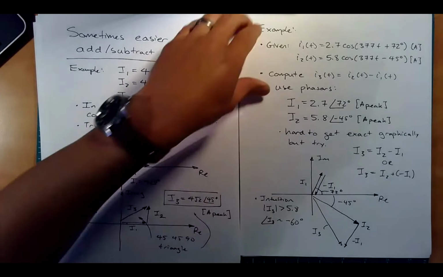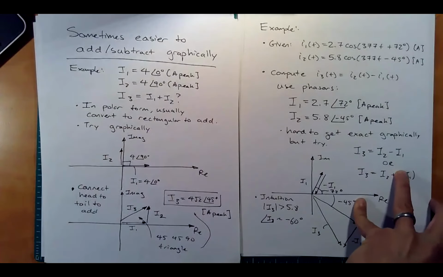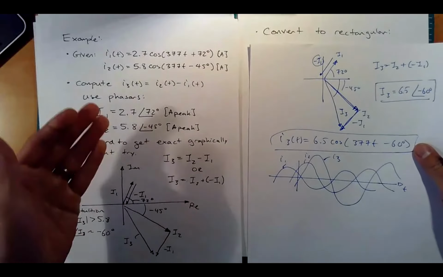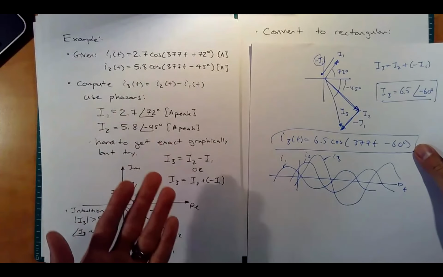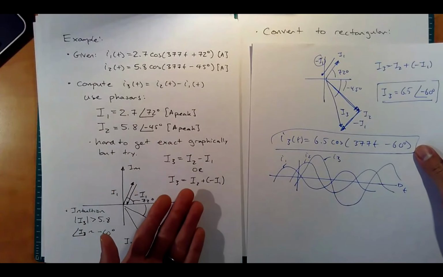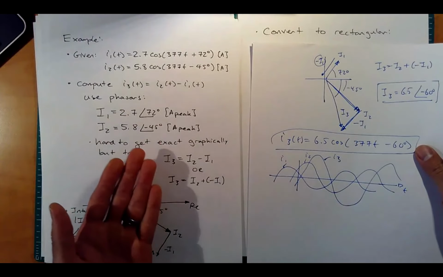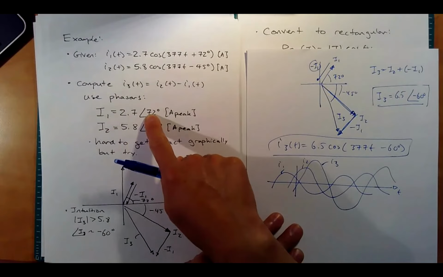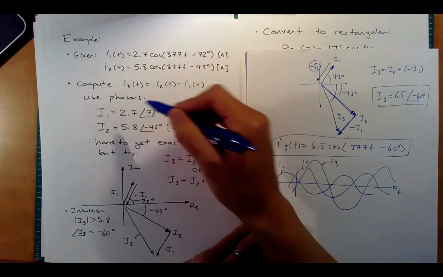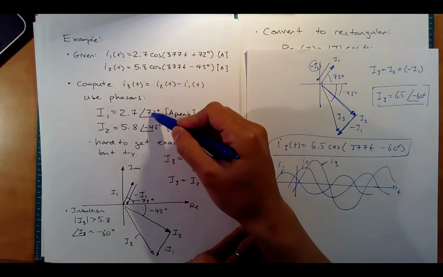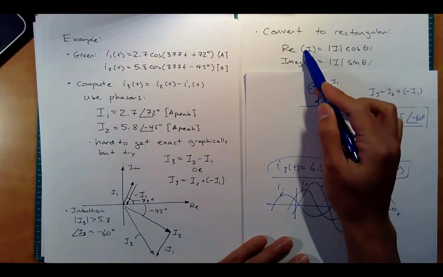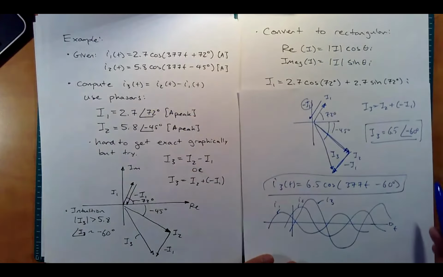Okay, so let's see what we got. We have I1 and I2. And if we want to subtract, what did we say? We probably want to use rectangular, right? And if we know the length and the angle, we can use the length times the cosine of the angle and the length times the sine of the angle to get the real and imaginary parts. Length times the cosine gives the real part, length times the sine gives the imaginary part.